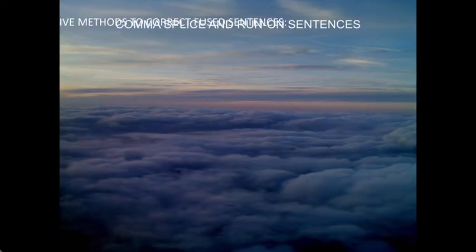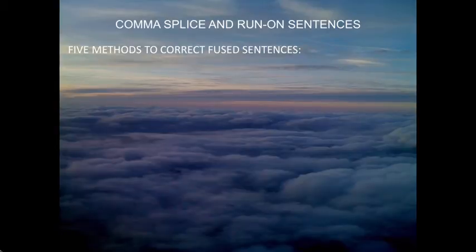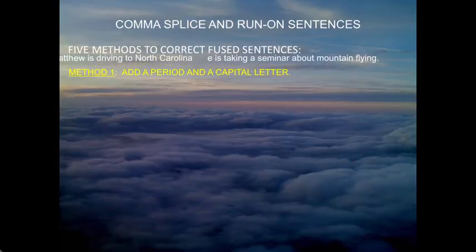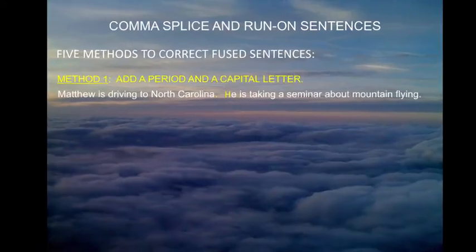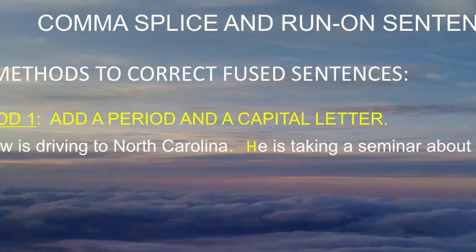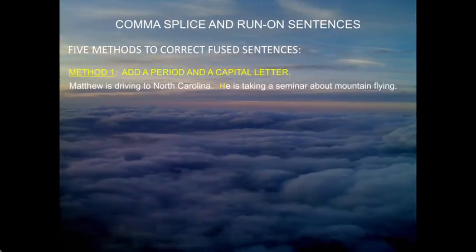There are 5 methods to correct fused sentences, comma splices, and run-ons. Method 1 is to add a period and a capital letter between the two independent clauses or complete sentences. For example, "Matthew is driving to North Carolina." Capital H, "He is taking a seminar about mountain flying."